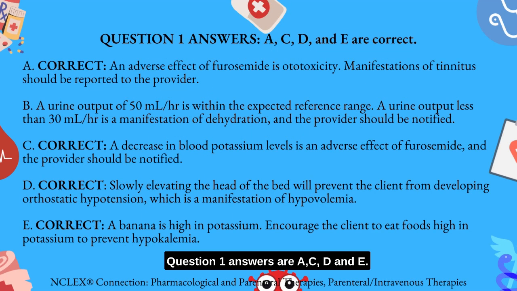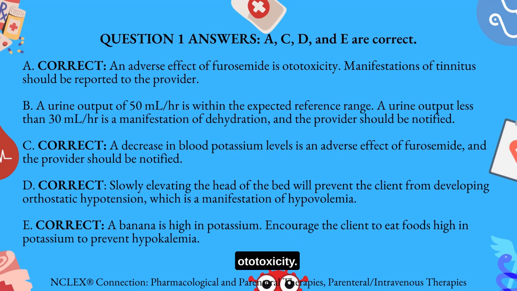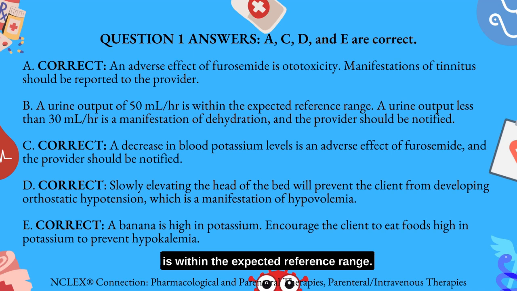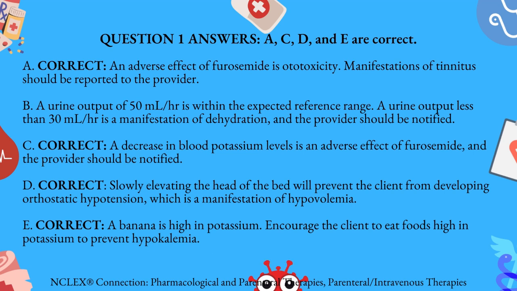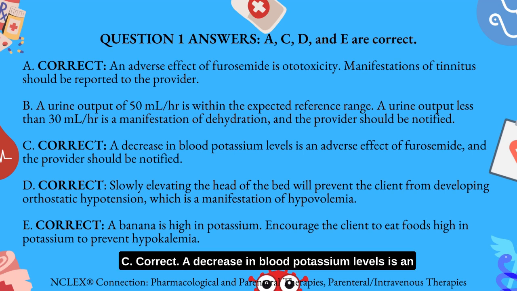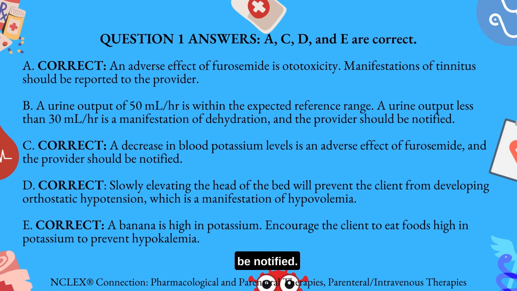Question 1 answers are A, C, D, and E. A. Correct. An adverse effect of furosemide is ototoxicity. Manifestations of tinnitus should be reported to the provider. B. A urine output of 50 ml per hour is within the expected reference range. A urine output less than 30 ml per hour is a manifestation of dehydration, and the provider should be notified. C. Correct. A decrease in blood potassium levels is an adverse effect of furosemide, and the provider should be notified.